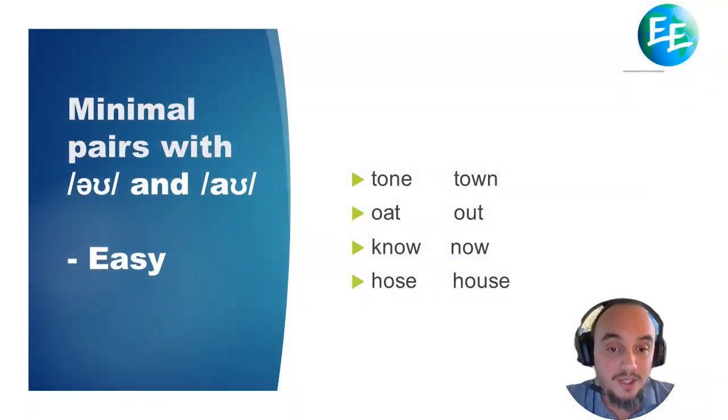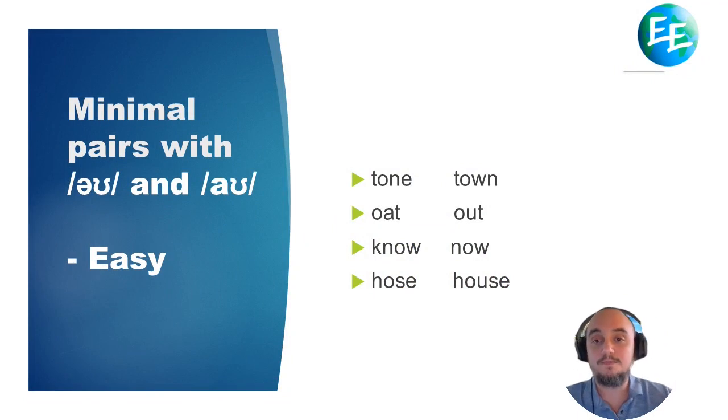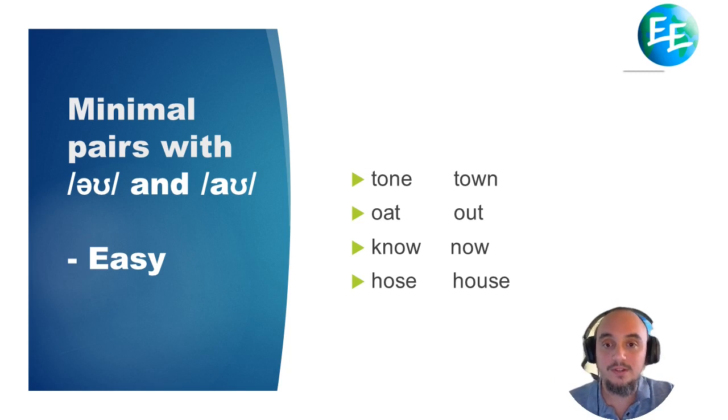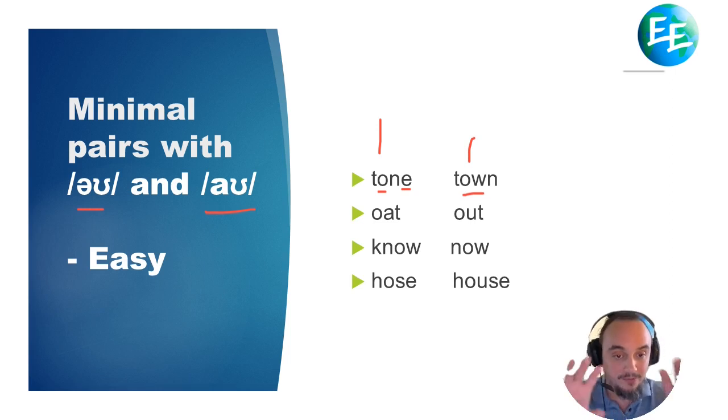So these are a few examples of minimal pairs. Tone and town. So here with that O sound, you might see an OE. And town, you might see an OW. All right, so this is that minimal pair O, tone, and the minimal pair ow, town. OW is very common for both of these.